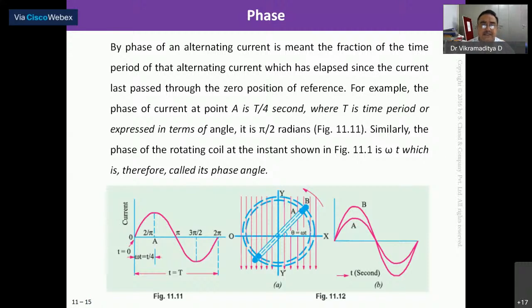Now, in mechanics, you have learned about the vector. So what is a vector? The quantity which has magnitude as well as direction. Okay, now this is a spatial direction.